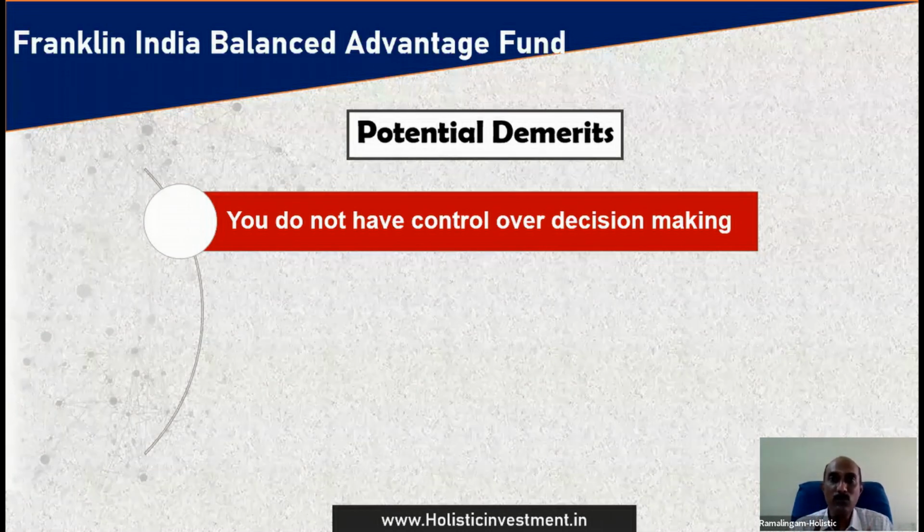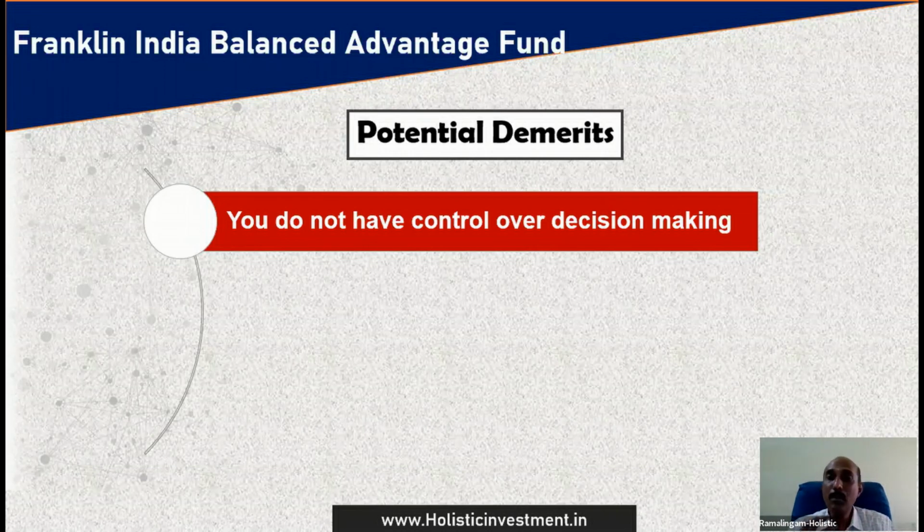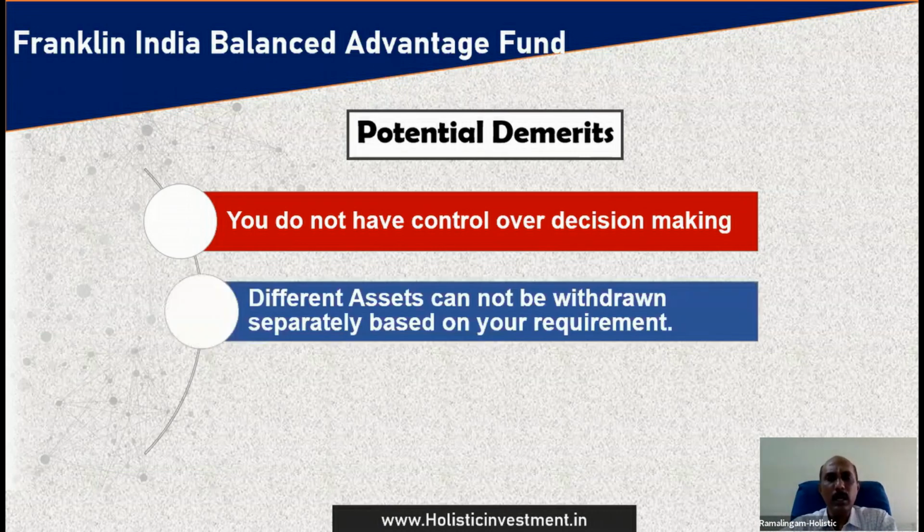In the balanced advantage fund, regardless of your personal situation, the fund manager may give higher exposure to equity or lower exposure to equity based on the market outlook. So, balanced advantage fund is not an inside-out asset allocation approach. It is an outside-in asset allocation approach. And different assets cannot be withdrawn separately based on your requirement.